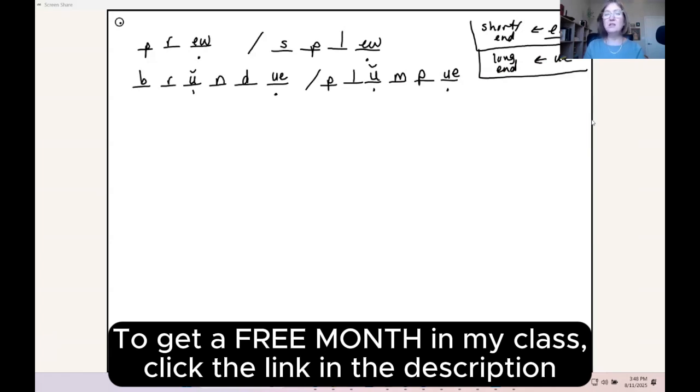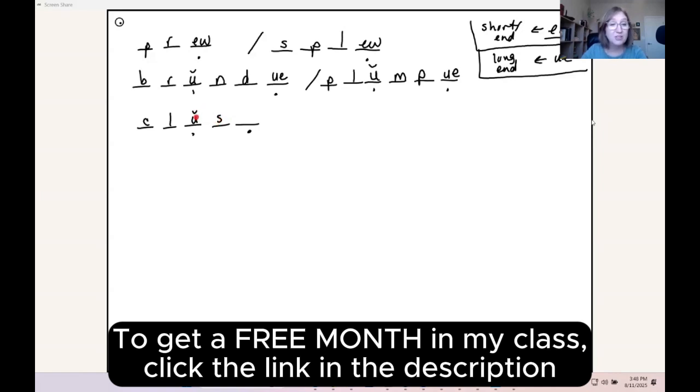Let's do clussu, clussu or clussu. K-l-a-s-u. Consonants. K-l-a-s-u. Vowels. Now look at this, you guys. Can this U say its short sound? Is there 2 consonants after it? No, there's not. So what do we have to do?